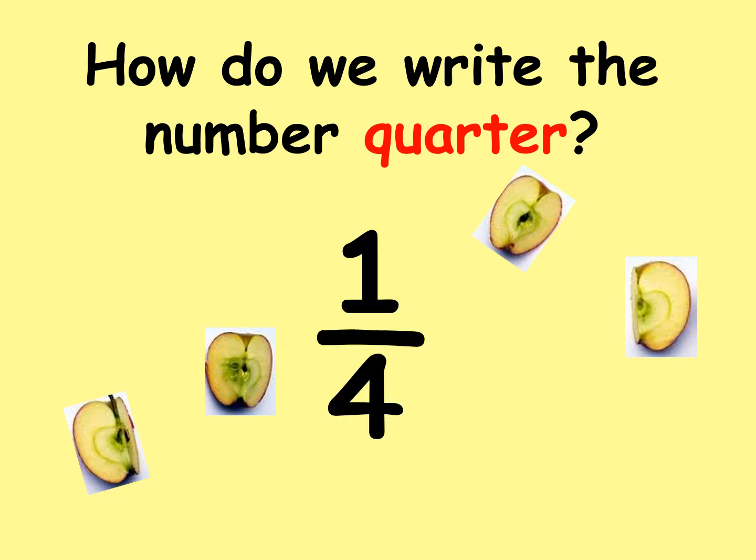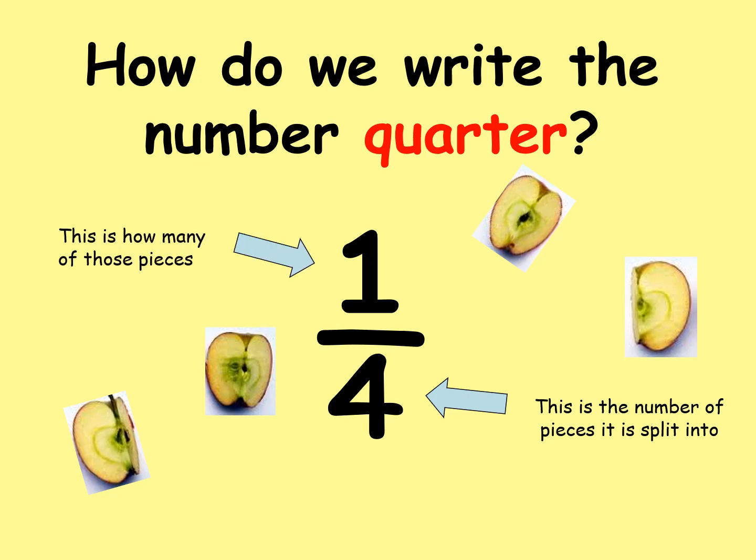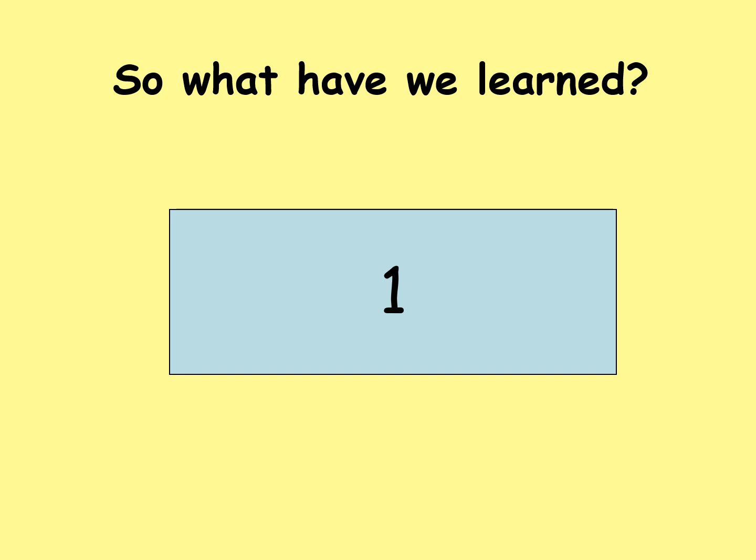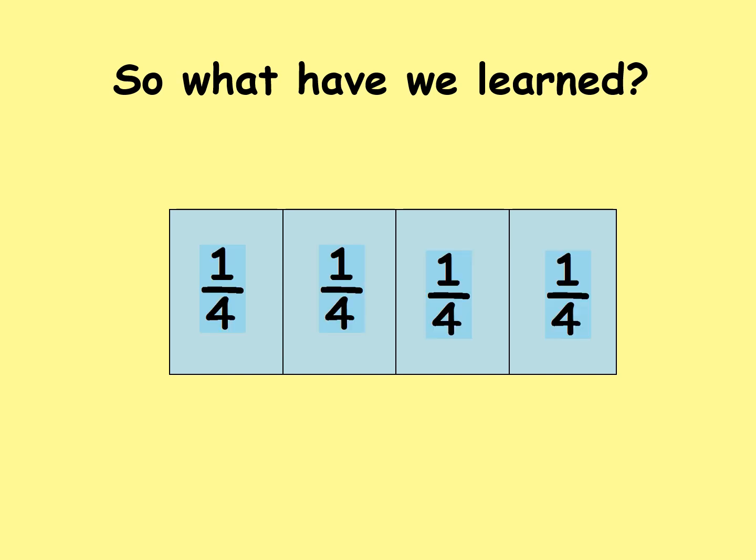How do we write the number? Simply 1 over 4. 4, the number of pieces it's been split into, and 1, how many there are of a piece. So that's a quarter. It's 1 of 4. So 1 is also known as a whole. Split it in 2 and you get a half. 1 out of 2, 1 out of 2. Add them together and you get a whole again. Split them in 4 and you get 4 quarters. 4 quarters makes a whole. 1 plus 1 plus 1 plus 1 is 4. 4 divided by 4 is 1.